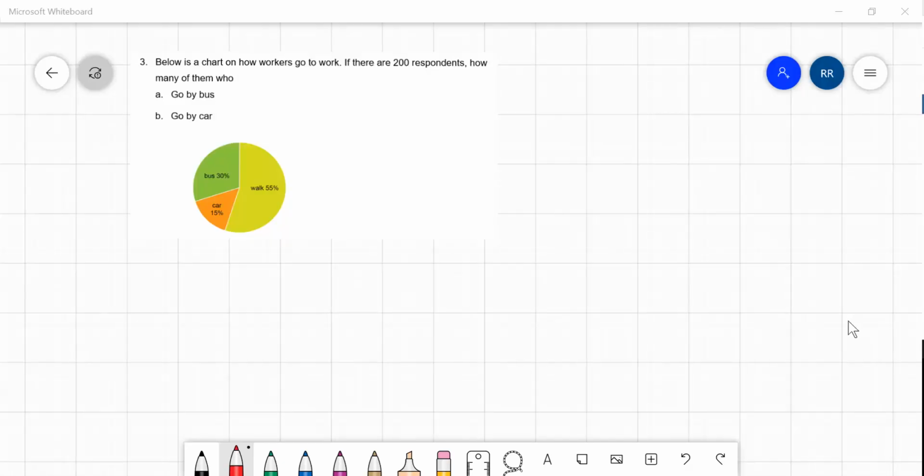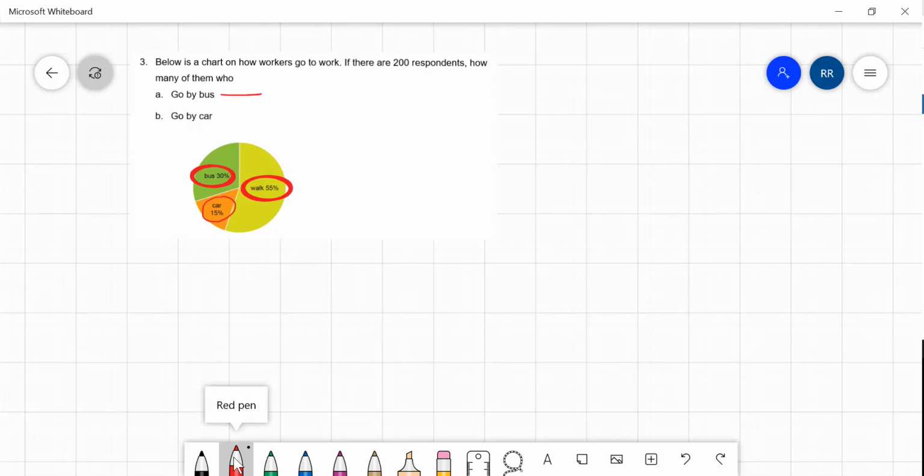For number 3, it's quite easy, guys. I'm pretty sure that you understand and can interpret the meaning of this pie chart, right? Okay, so here we go, guys. The question here below is a chart of how workers go to work. If there are 200 respondents, how many of them A, go by bus, and B, go by car? It's quite easy, guys. We already know the numbers, right? We have 30% of the workers go by bus, 50% of the workers go by car, and 55% or the rest of them are walking.